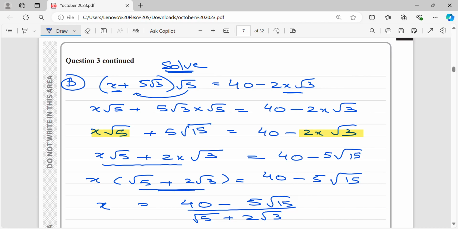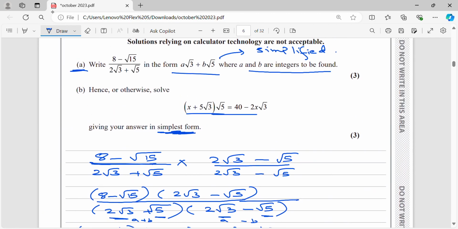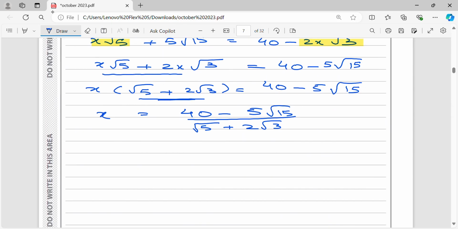Okay. The question says solve and write your answer in simplest form. Now this part is for B. Simplest form means I cannot leave my answer in this way, because you can see that you have a denominator and it has a surd. The denominator has a surd here, so I have to write the value of x in surd-free form. So let's make it a surd-free denominator.